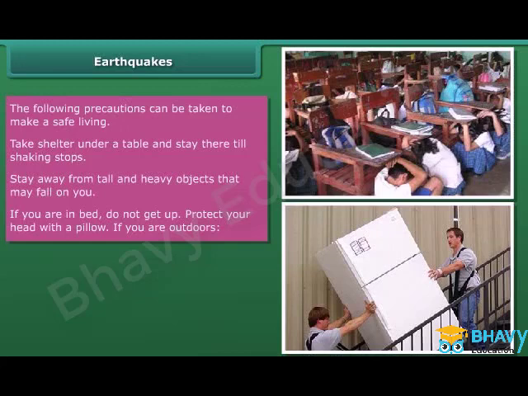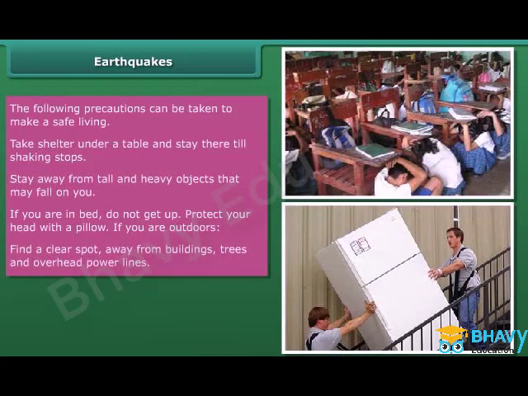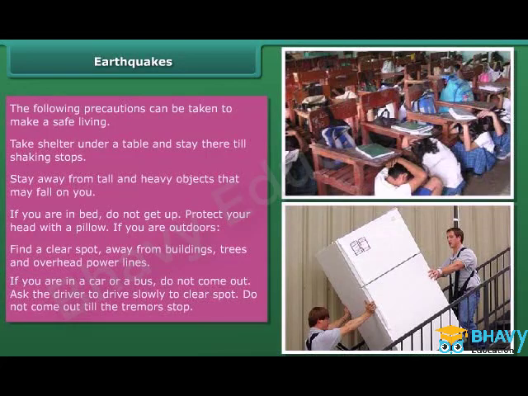If you are outdoors, find a clear spot away from buildings, trees, and overhead power lines. If you are in a car or a bus, do not come out. Ask the driver to drive slowly to a clear spot. Do not come out till the tremors stop.